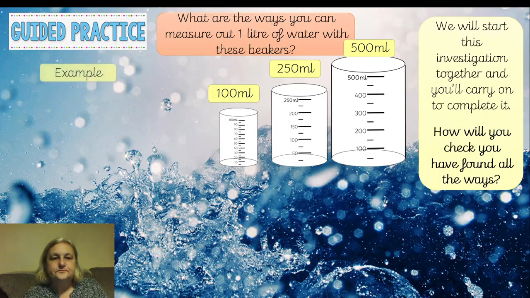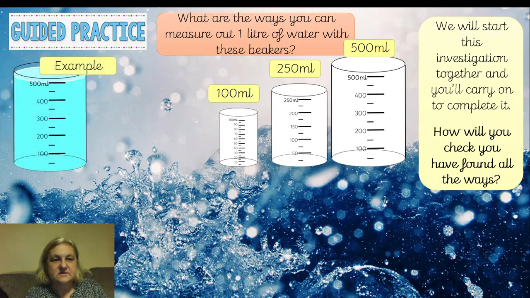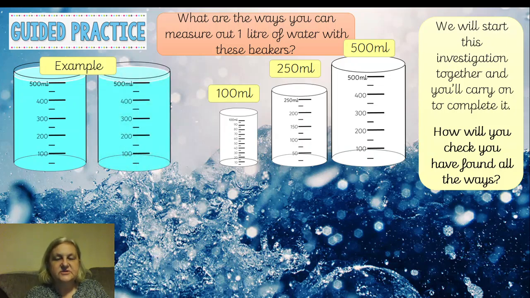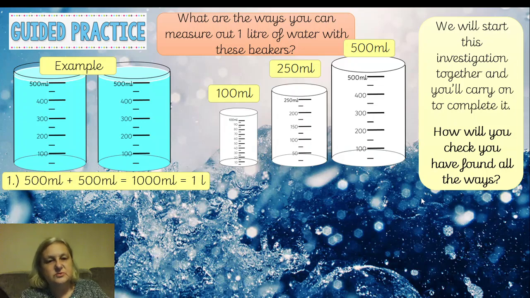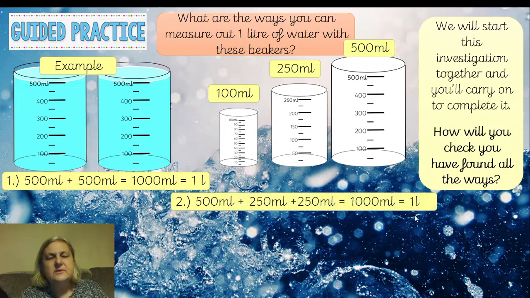And again, we'll have that example up. You've got 500 plus 500. So you can use the same beaker twice in this one. Okay, and because 500 plus 500 is 1,000, which is the same as a litre. So that's what we'd expect you to be able to write that down, rather than using a code for this one. There's not a huge number of them here, so that would be a good way of doing it.